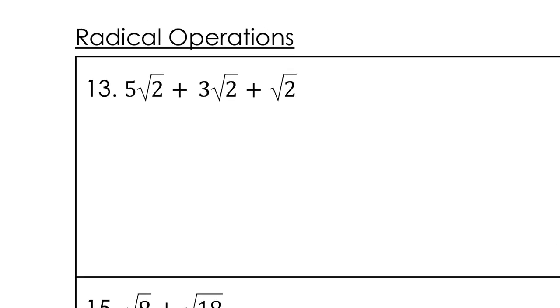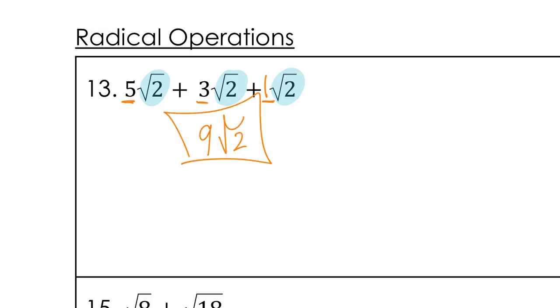So do you see on number 13, I have a square root 2, a square root 2, and a square root 2? So I can add those because they have matching radicals. I can add the 5, the 3, and the 1. So it's kind of like combining like terms with x's and y's. Your radical is now a variable. So you just add the numbers in front. So I have 5 plus 3, which is 8, plus 1 is 9, and then the square root 2 just comes along for the ride. Just add them, we wouldn't add the radical. It just stays the same.